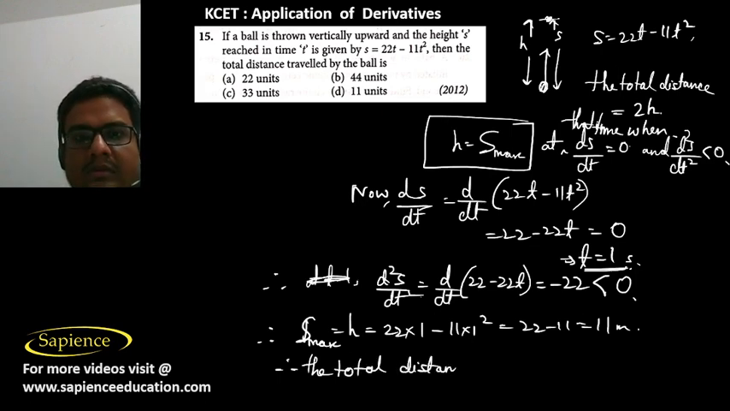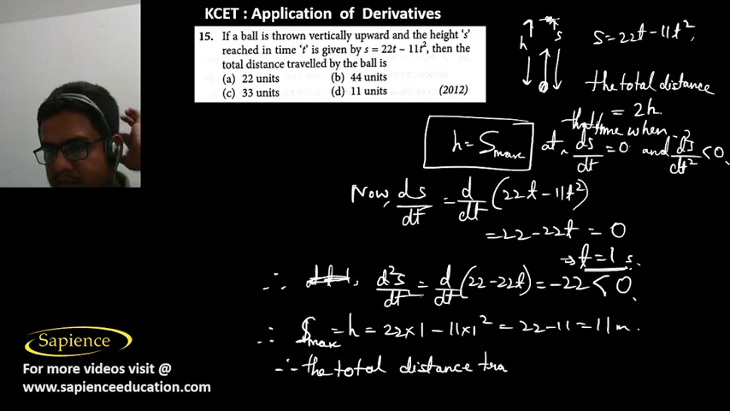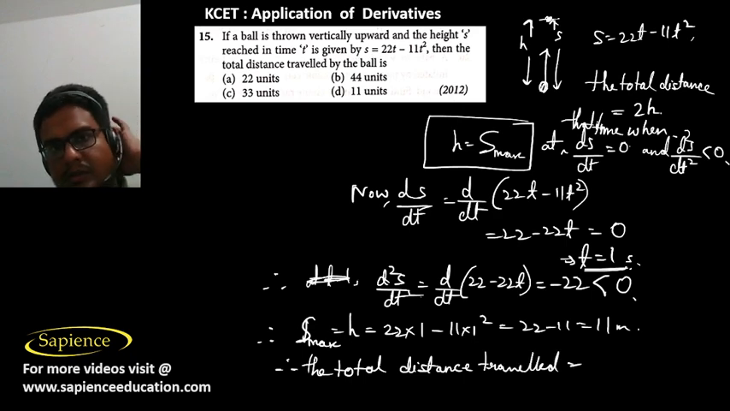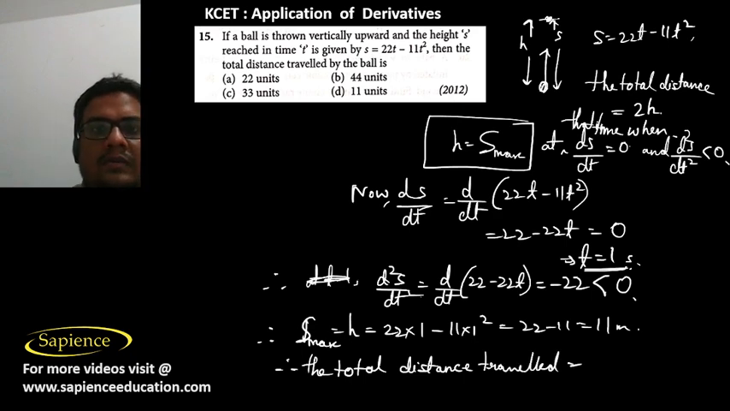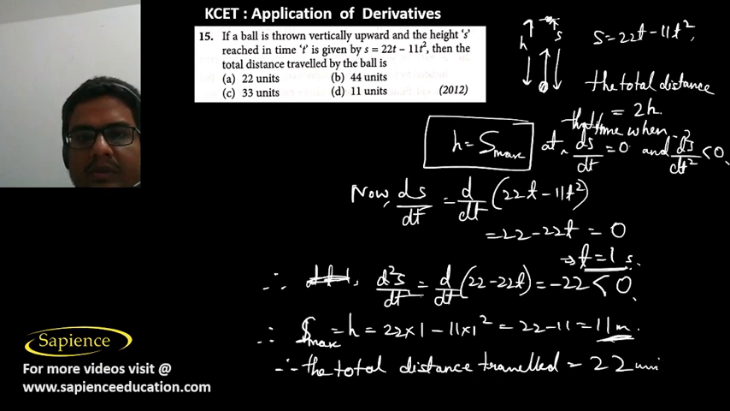Therefore, the total distance traveled by the ball till the maximum height is 11, and the total distance traveled will be 22 units. Option A is the correct answer. And if it is told to find the maximum height, that will be 11 meters. That will be option D.